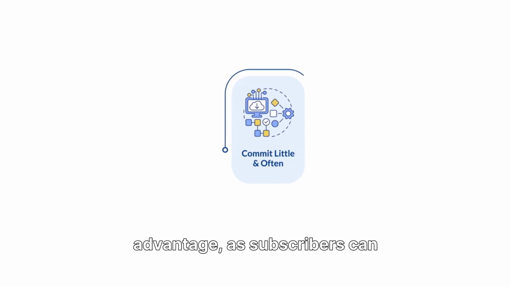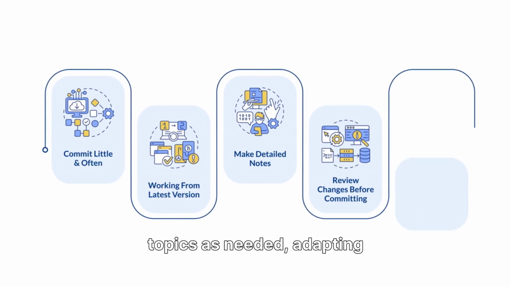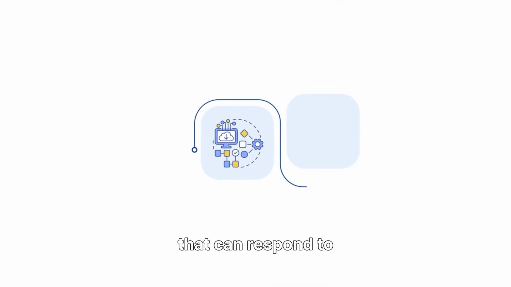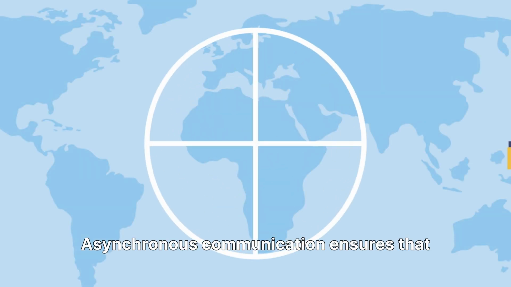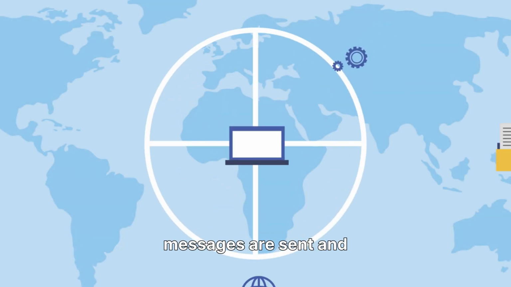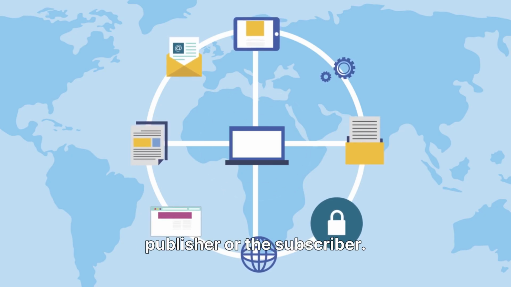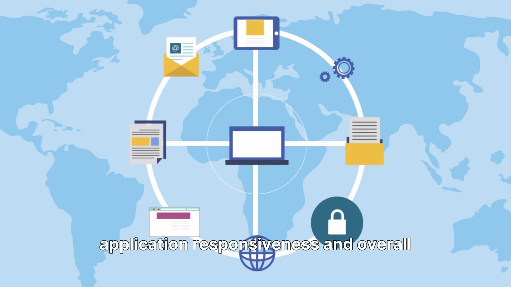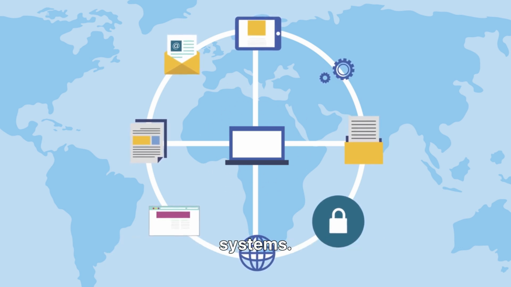Flexibility is another key advantage, as subscribers can dynamically join or leave topics as needed, adapting to changing requirements. This dynamic nature allows for highly adaptable systems that can respond to varying workloads and user demands. Asynchronous communication ensures that messages are sent and received without blocking the execution of either the publisher or the subscriber. This non-blocking nature improves application responsiveness and overall performance, especially in distributed systems.